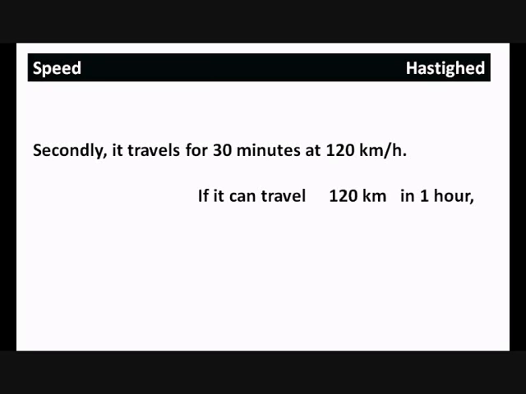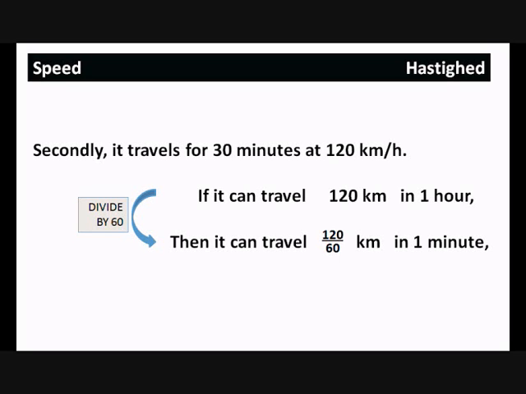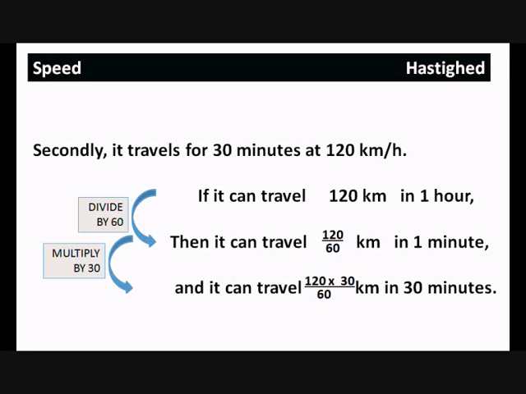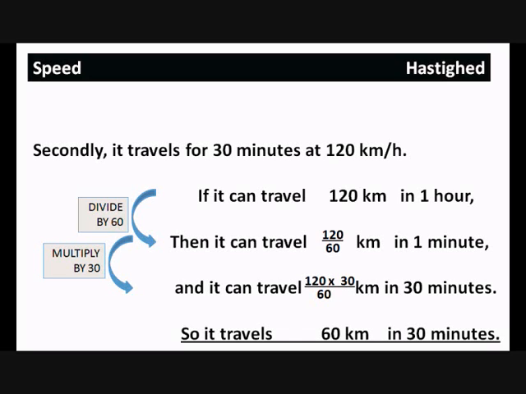So that means that it can travel 120 kilometers in 1 hour, but it's not actually travelling for 1 hour, it's only travelling for 30 minutes. So we can divide everything by 60 to find out how far it travels in 1 minute, and then multiply everything by 30 to find out how far it travels in the 30 minutes that it's actually travelling for. And if you do that, it comes to 60 kilometers, so it travels 60 kilometers in the 30 minutes.